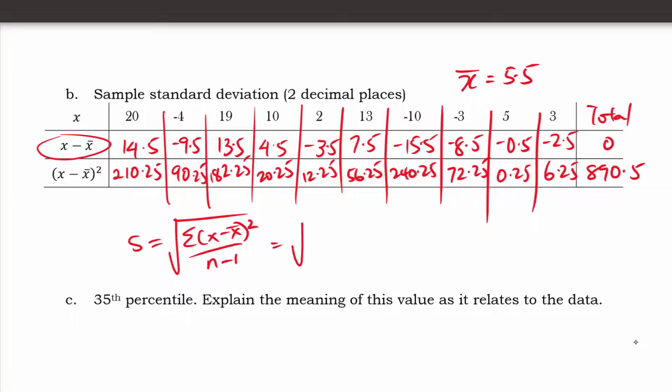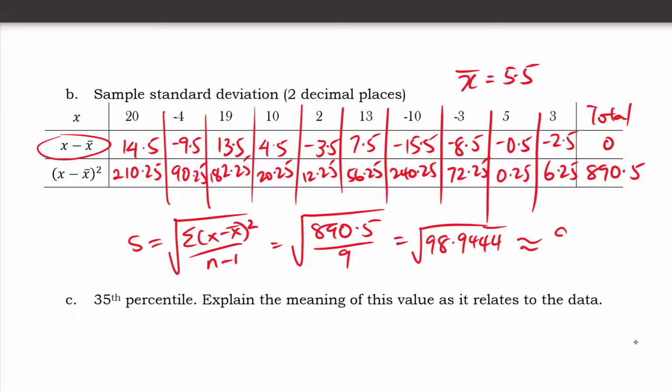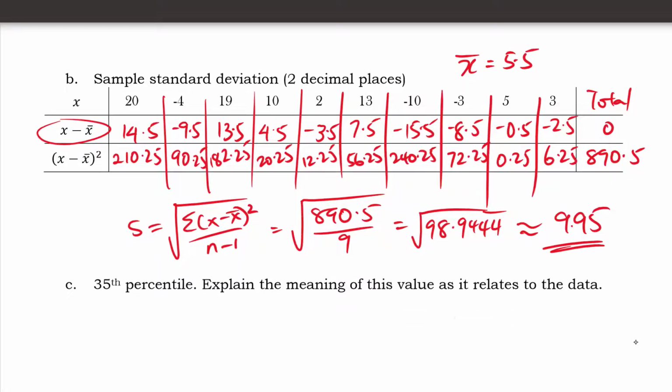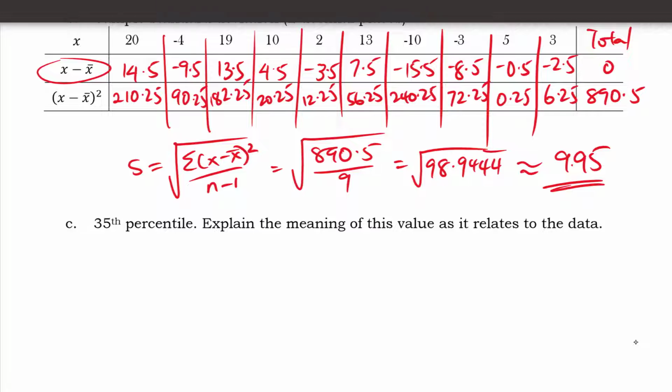And that will be the square root of 890.5 divided by 9. N is 10, so n minus 1 is 9, which will be the square root of 98.94444 repeating. That will be approximately equal to 9.95. So the standard deviation to 2 decimal places is 9.95.